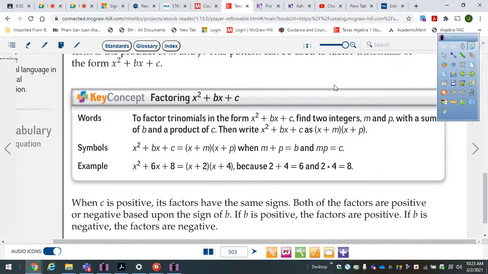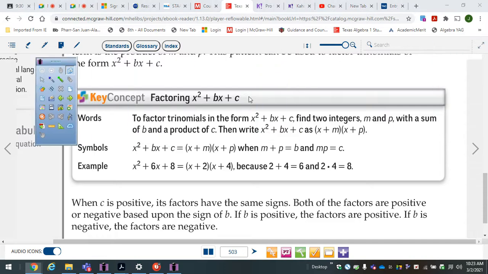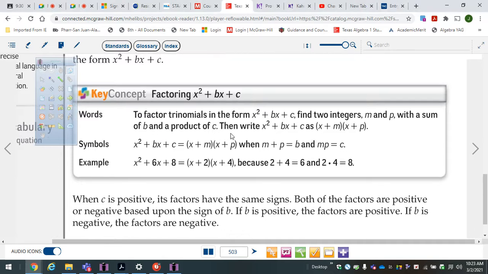To factor a trinomial in the form of ax squared plus bx plus c, find two integers m and p with the sum of b and the product of c. Then write it in this form. You see this right here? M and p are the things that multiply, and they add up to b.